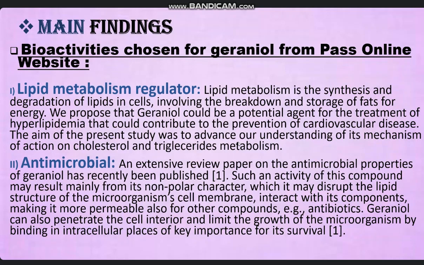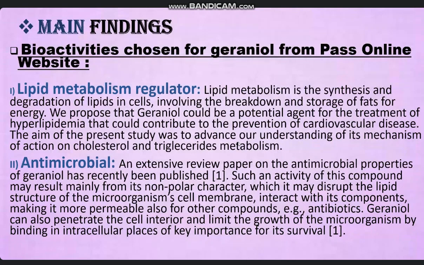Second one is antimicrobial. An extensive review paper on the antimicrobial properties of geraniol has recently been published. Such an activity of this compound may result mainly from its non-polar character, by which it may disrupt the lipid structure of the microorganism's cell membrane. Interaction with these components makes it more permeable also for other compounds, for example antibiotics. Geraniol can also penetrate the cell interior and limit the growth of the microorganism by binding intracellular places of key importance for its survival.